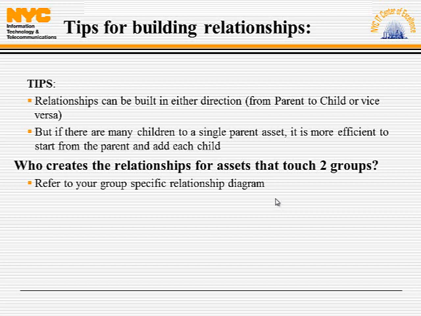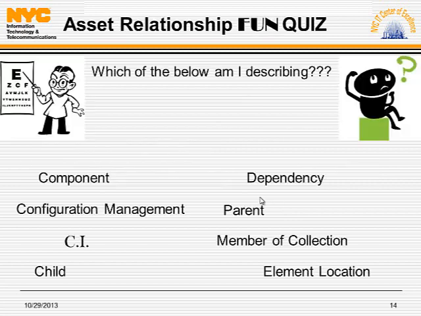All right, so we are ready to move on for the asset relationship fun quiz. This is how the asset relationship fun quiz will work. I am going to read a description of one of the items that are listed below: component, configuration management, parent, member of collection. And once I read that item, you need to pick which one it is. You can write it down if you want. You can make a mental note, and then we'll tell you which one the answer is.